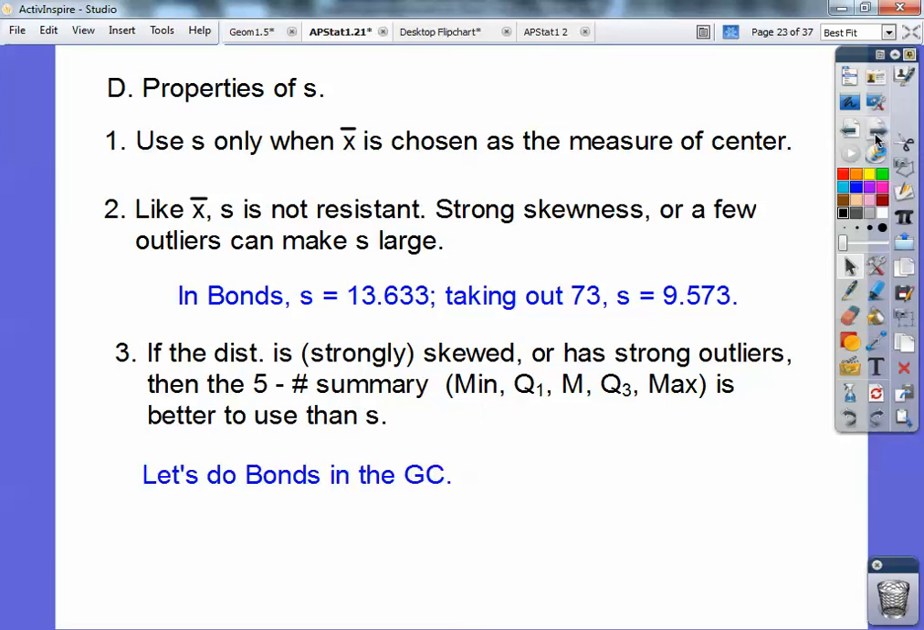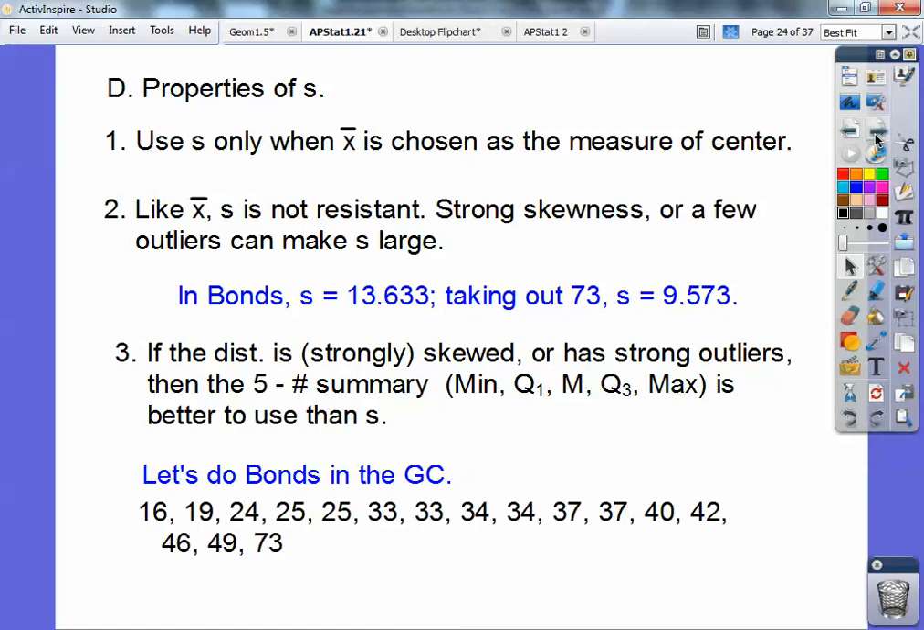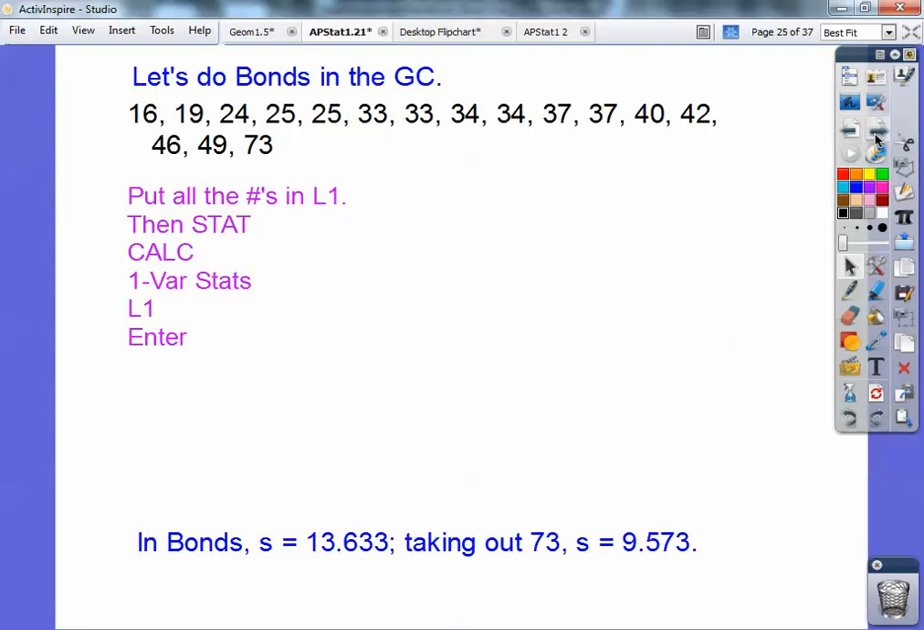All right, so let's do bonds in the calculator, you guys. So here are his numbers right there. Put that in list 1, or if you already have it in list 2, you can just use list 2. I put it in list 1. Then you do stat and scroll over to calculate, 1-variable statistics, and then pull it out of list 1 or list 2, whichever you used. And if you hit enter, you should get the 13.633.